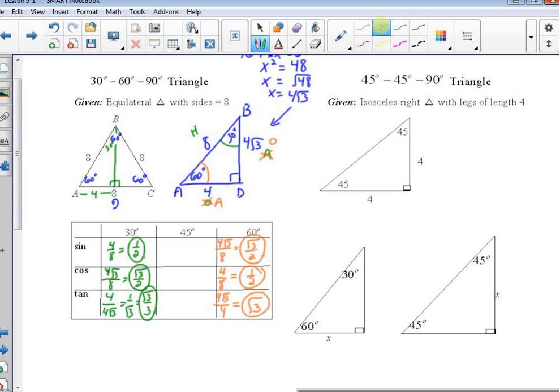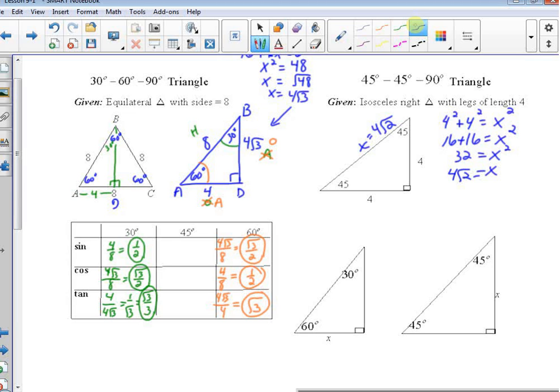Now let's take a look at the isosceles right triangle with a 45, 45, 90. If two sides are 4, to find the missing side, the hypotenuse, I would do 4 squared plus 4 squared equals x squared. So that's 16 plus 16, which is 32. So x is equal to radical 16 times radical 2, which would be 4 radical 2. So this is equal to 4 radical 2.